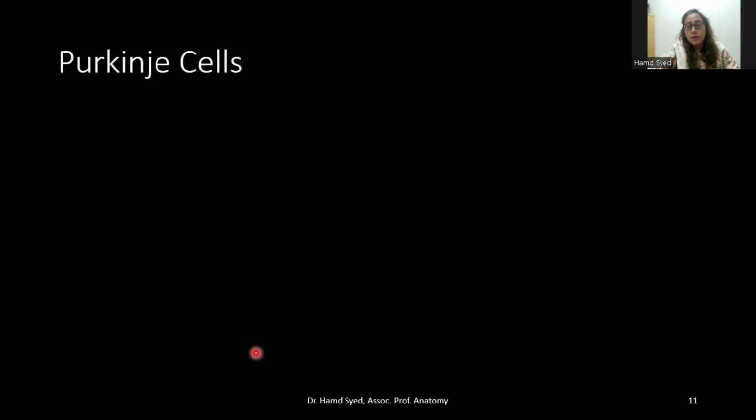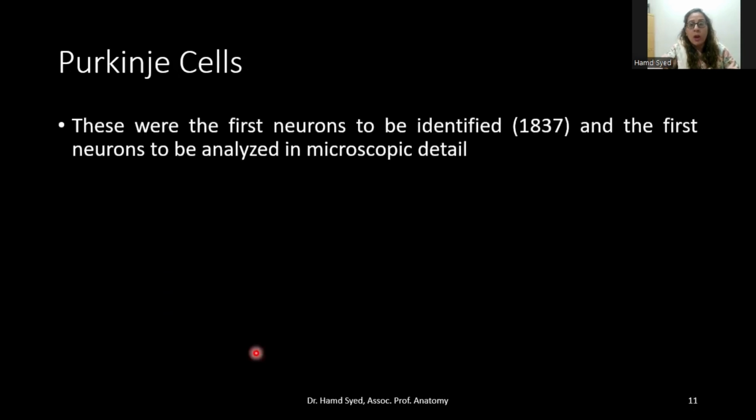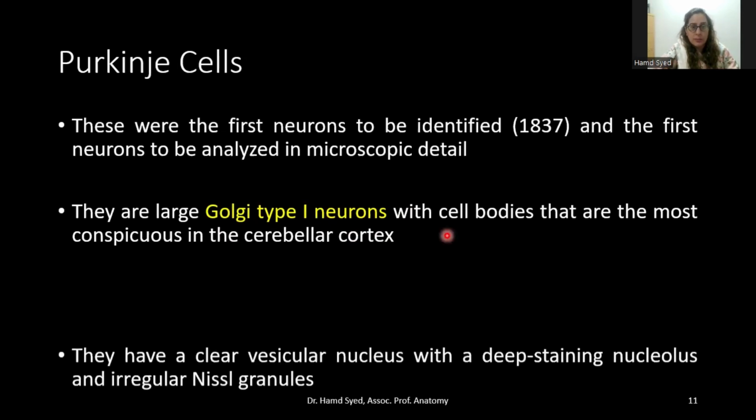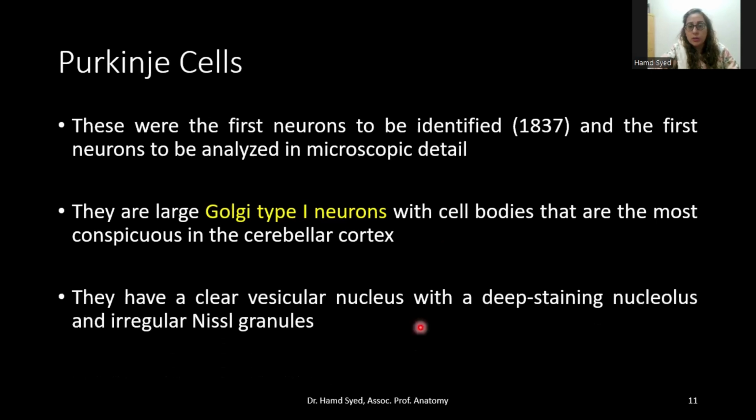Now coming to the inner second layer of the gray matter of cerebellar cortex, which is the Purkinje cell layer. Keep in mind, these cells were the first neurons to be identified, and the first neurons to be analyzed in microscopic detail. So that's a little historical relevance of the Purkinje cells. Remember, they are the large Golgi type 1 neurons, and so their cell bodies are the most prominent, most conspicuous in the cerebellar cortex. They have a clear vesicular nucleus with a deeply staining nucleolus, which is known as the owl's eye appearance in the stained histomicrographs, and also they have irregular Nissl granules.